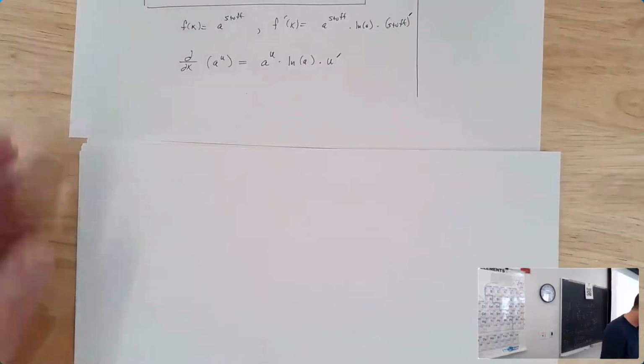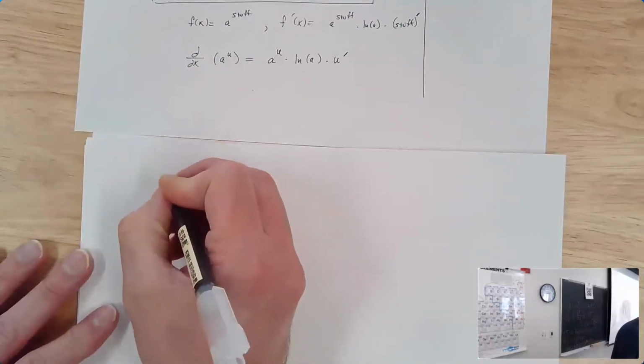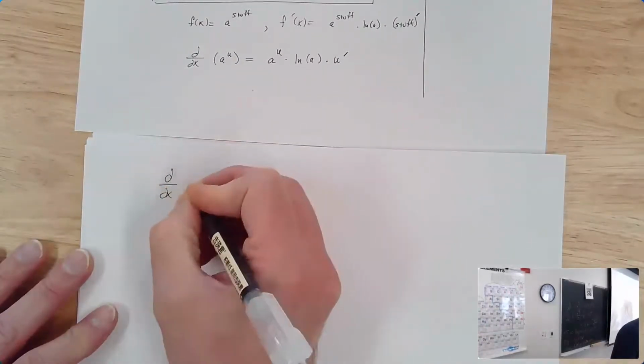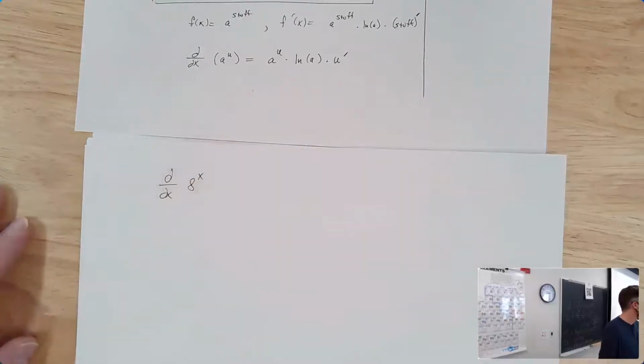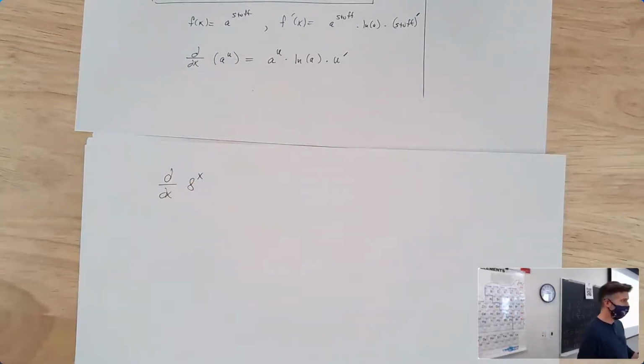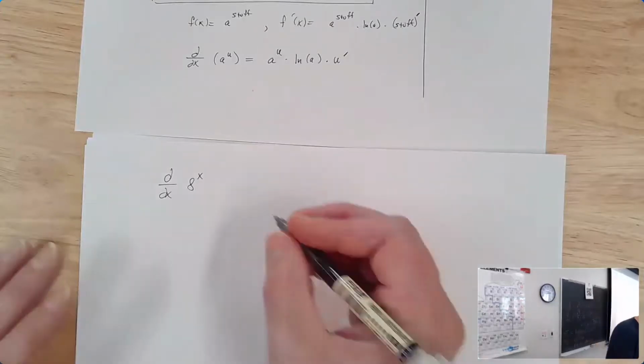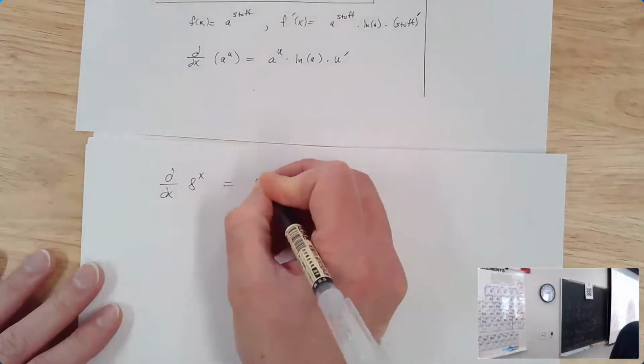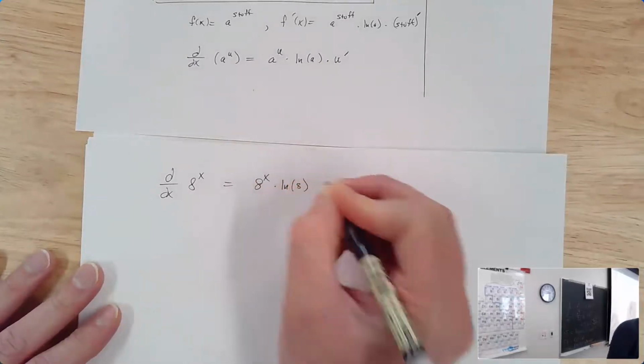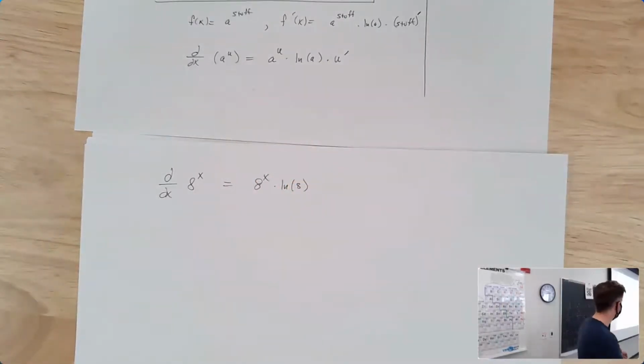For example, here's an easy one. What's the derivative of 8 to the x? I don't want to rewrite it, although we totally could. I really just want to use the known formula that it's going to be 8 to the x times the natural log of 8. To me, that's the most straightforward way of doing it.